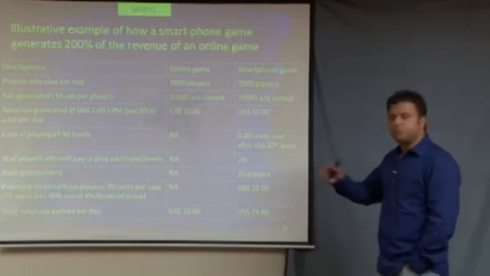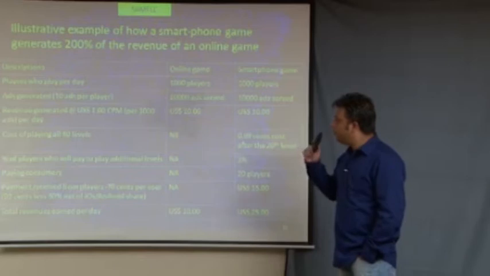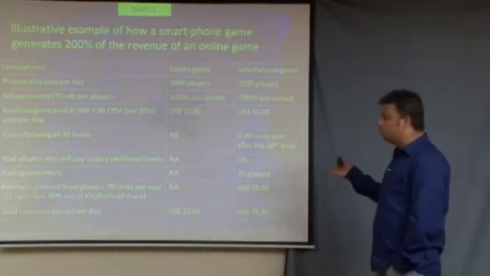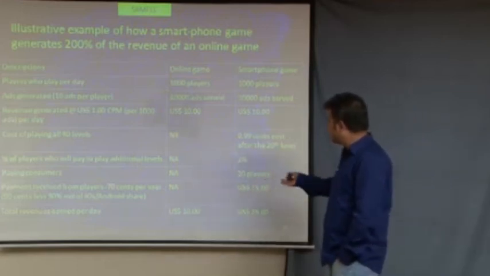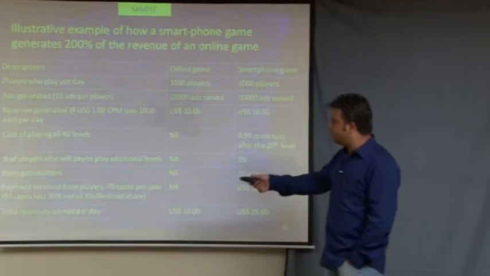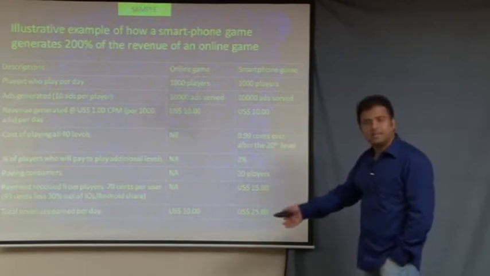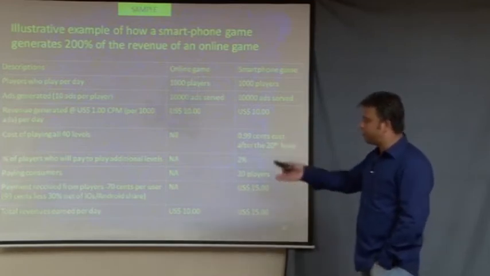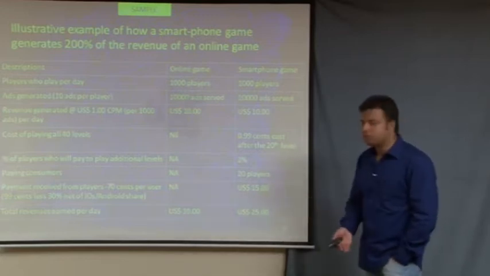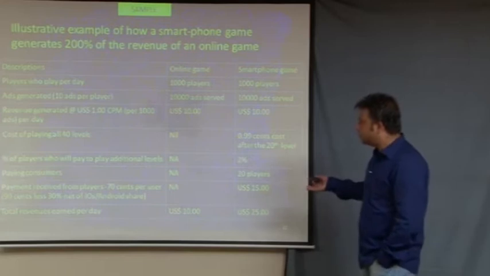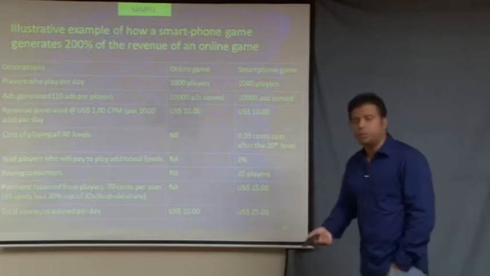Now this is based on previous research. They have a forecast, an estimated percentage of players who will pay to play additional levels. So 2% of players generally pay to play the additional levels. So paying consumers would be 20 players. Now payment received from players, 70 cents per user. So that is 99 cents minus 30%, which they would have to share with the smartphone maker, Android or iOS in terms of Apple. So $15 US. That's the revenue that will be earned from people who would play beyond the 20th level.